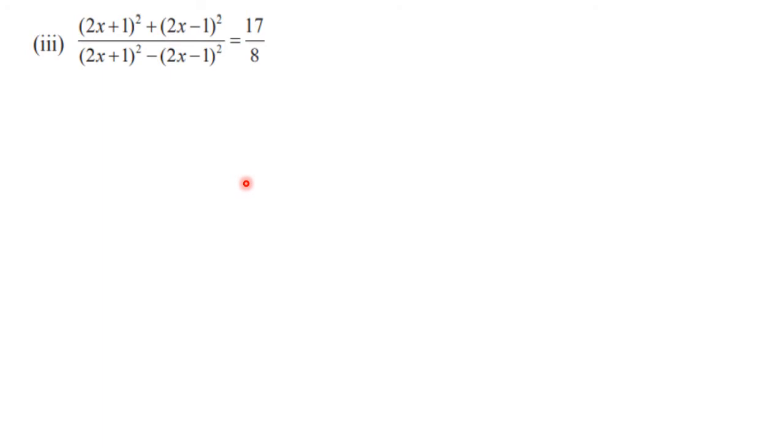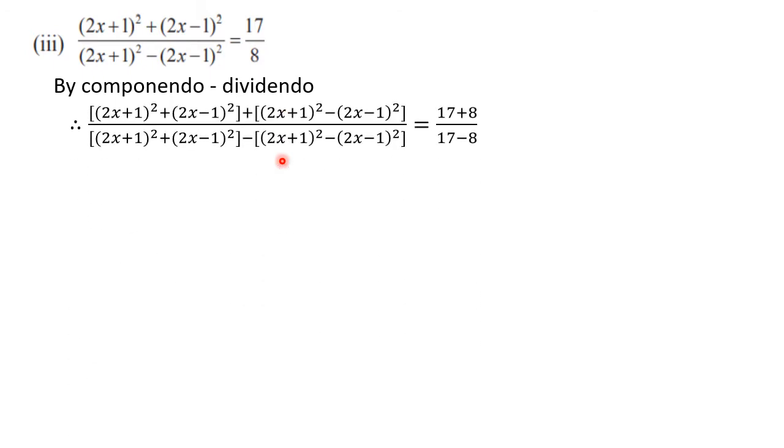So the very first step is by componendo dividendo. When you do componendo dividendo, always write down numerator first, both the places, in numerator as well as in denominator. Then write down plus and minus sign, and then write down denominator both the places. Similarly, you will do it on right hand side. So right hand side will be 17 plus 8 divided by 17 minus 8. So this componendo dividendo you need to do on both the sides.